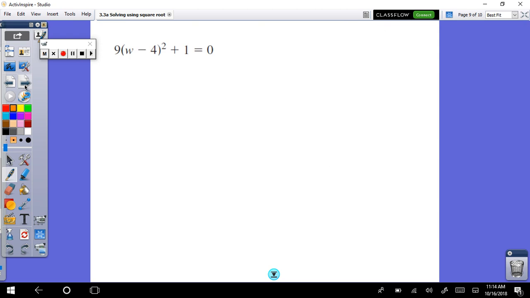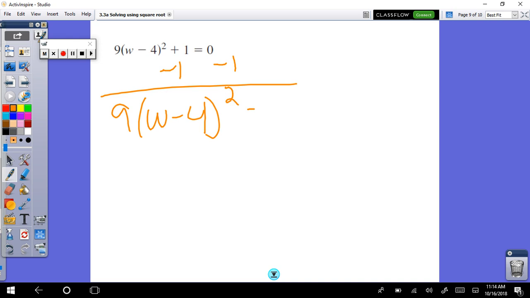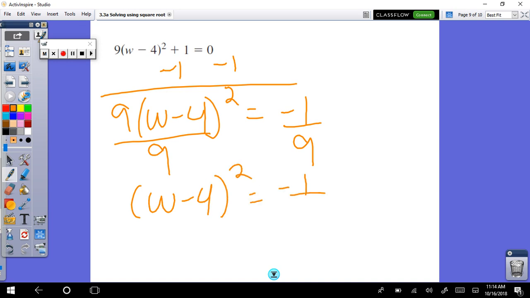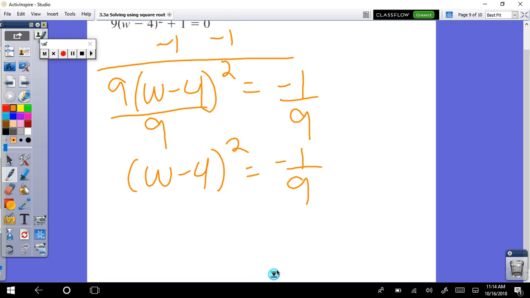And I guess this is my last example. So I'll start by subtracting 1 on both sides. Get 9 times w minus 4 squared equals -1. Divide by 9. Going to get w minus 4 squared equals -1/9. Now, -1/9 is 0.11 repeating. I'm going to leave it as a fraction.